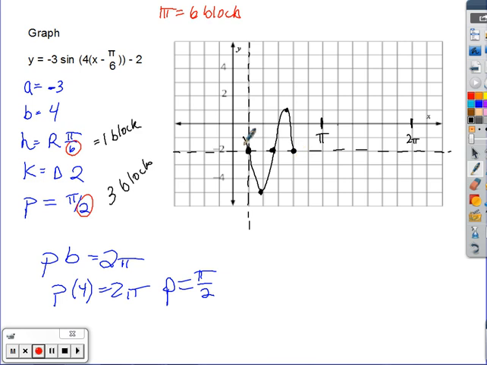All right, and I can plot this as many times as I'd like. I just continue that process, 3 blocks away, halfway, okay, min first because it's negative, max second, and curve. And I can keep doing that as many times as I like to get my curve.